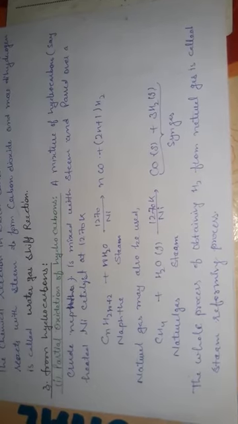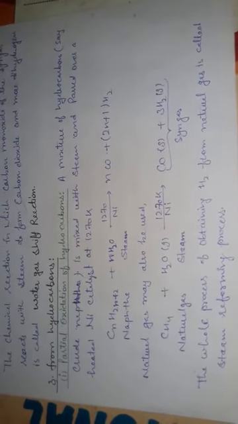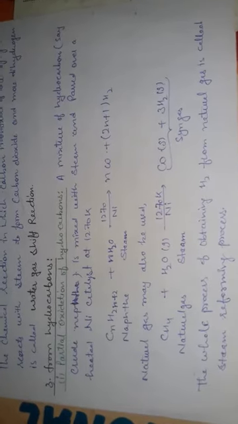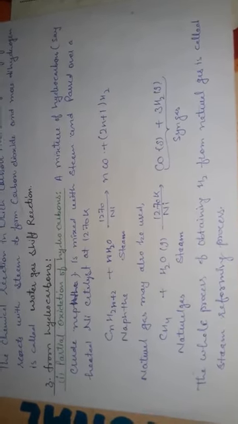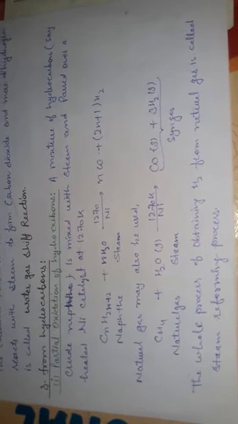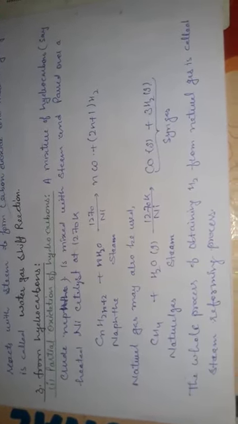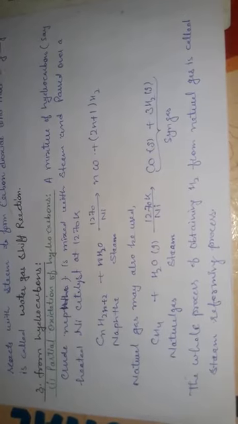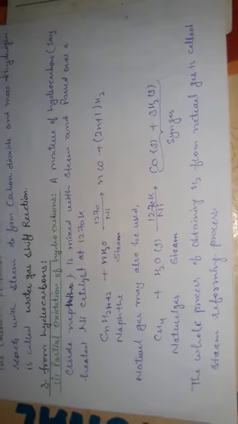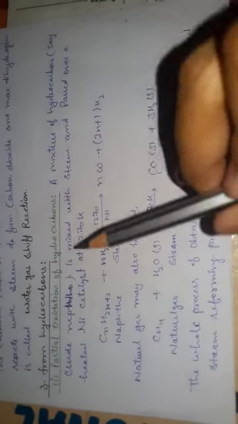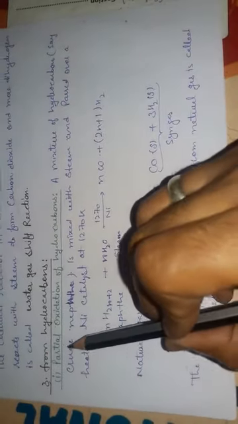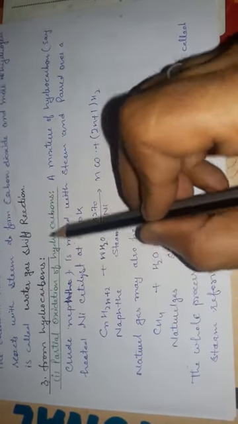Okay, so next is the third point under these, that is from hydrocarbons. How will you prepare dihydrogen from hydrocarbons? Hydrocarbons are those in which carbon is bonded with hydrogen. That means all the compounds that contain carbon and hydrogen, we call hydrocarbons. Okay, so from hydrocarbons, the first method is partial oxidation of hydrocarbon.